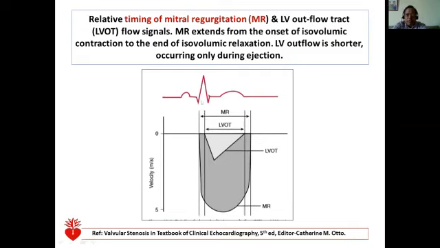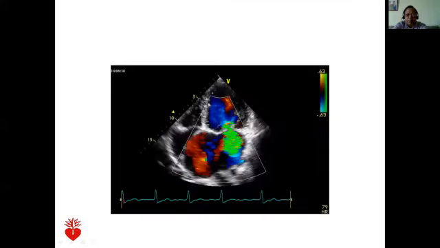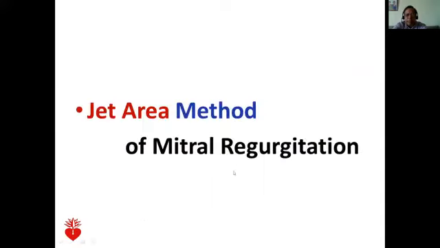When you want to get the ECG, what is the extent of the mitral regurgitation? It starts from the beginning of the R wave and ends after the end of the T wave. This is the MR duration. And this is the still picture of the MR, where you can correlate with the ECG.